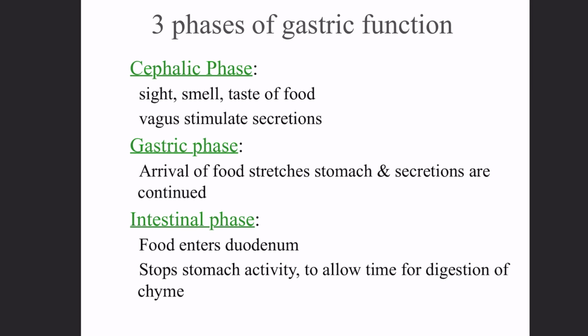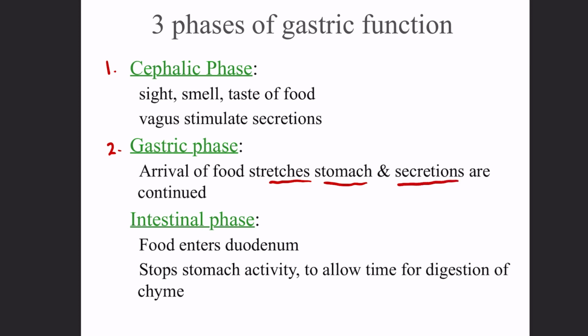So there are three phases of gastric function. First off, before you even taste or begin digesting, there is the sight of food, the smell of food, and that causes the vagus nerve to already stimulate secretions. And the taste of food will include that too. The food is going to be put into the mouth and brought into the stomach, which will bring about the gastric phase, and that is going to allow for stretching of stomach cells as well as activation of secretions.